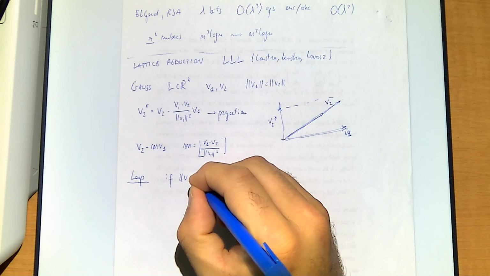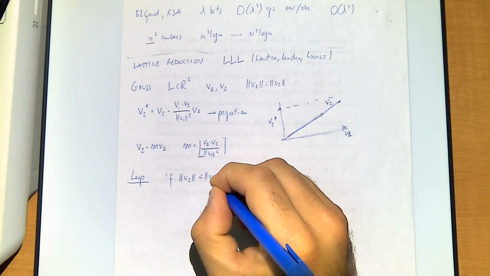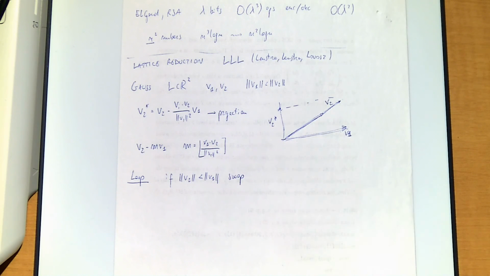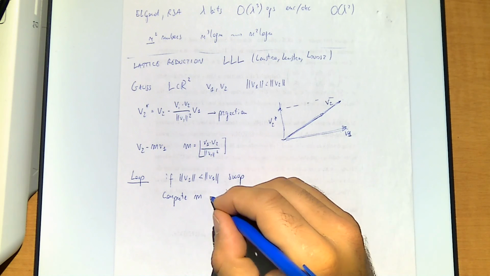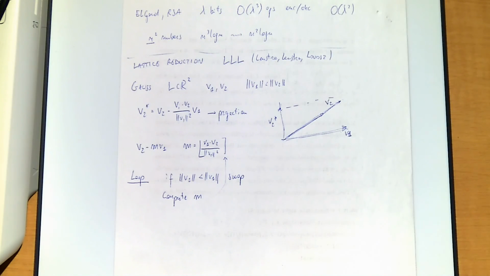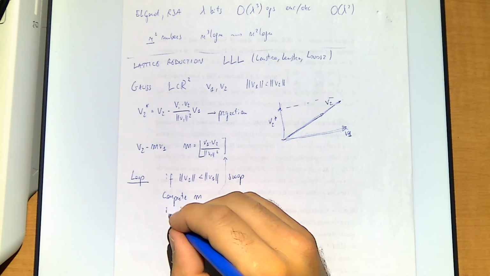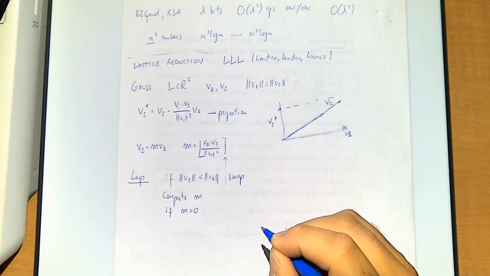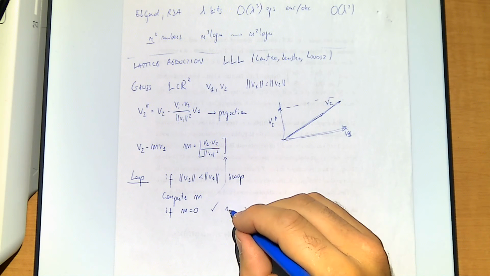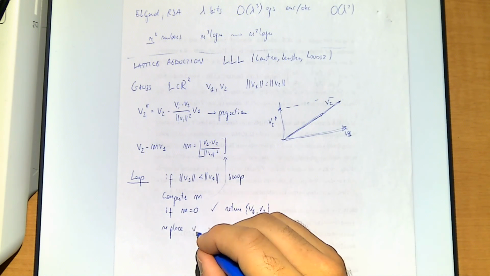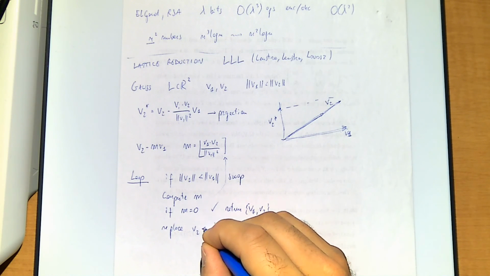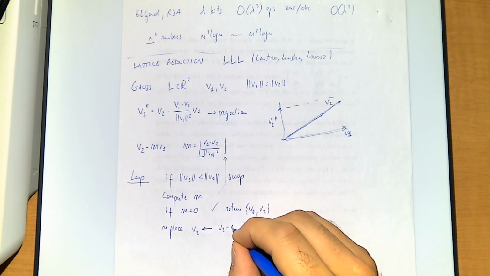If V2 is smaller than V1, you just swap them, and then you compute M, which is this. I'm not going to write it again. Then if M equals 0, you're done. Return V1, V2 as a basis. But otherwise, replace V2 with V2 minus M V1.